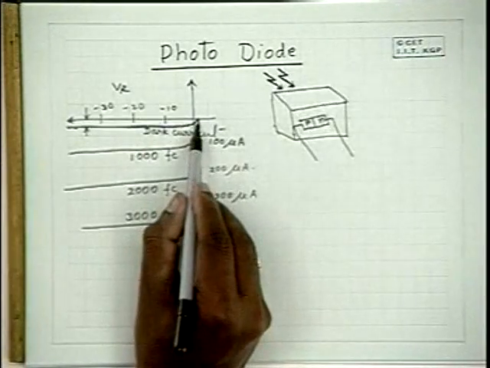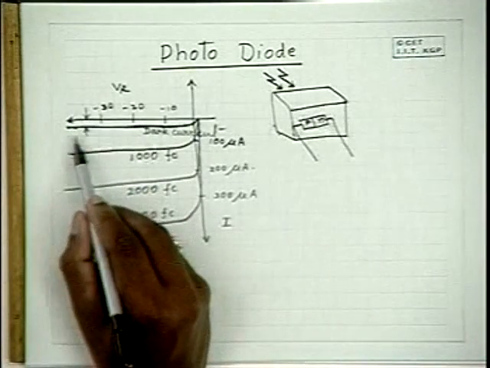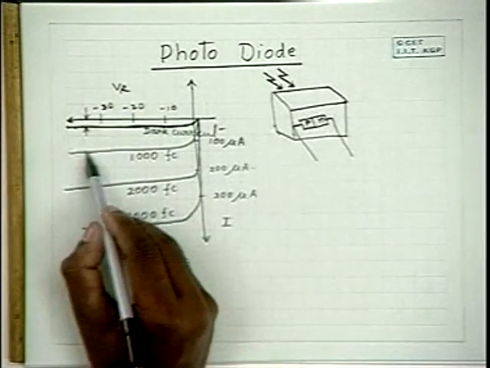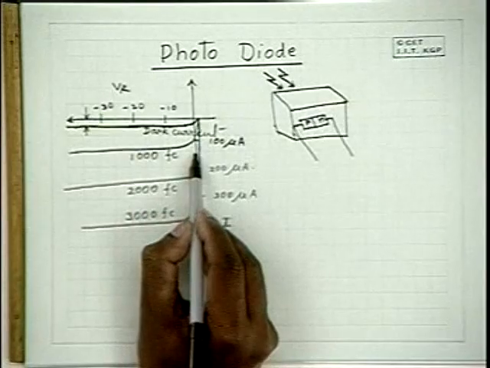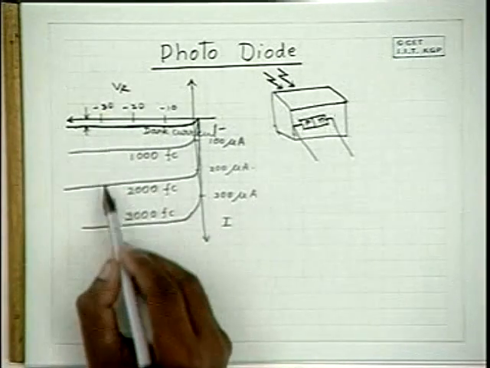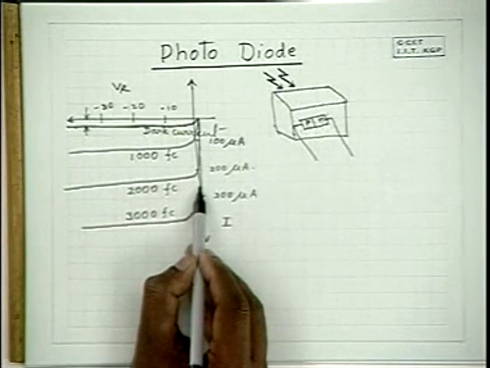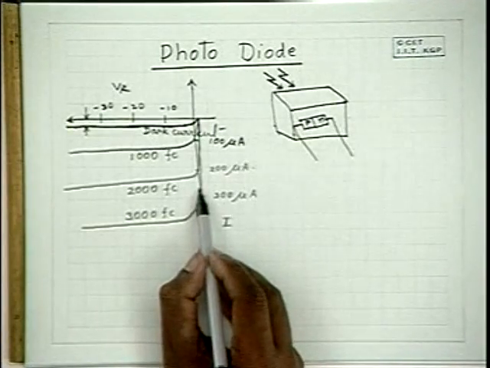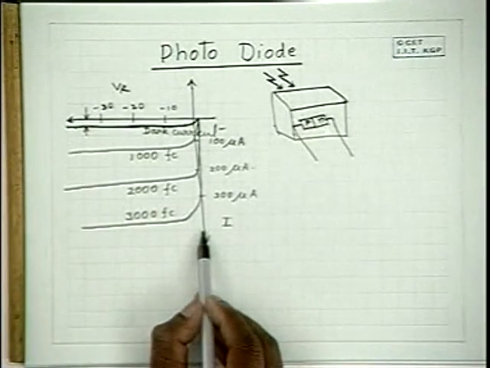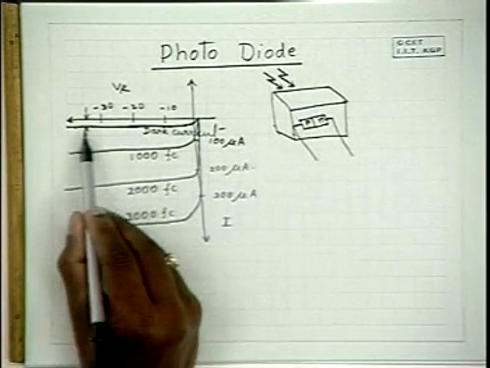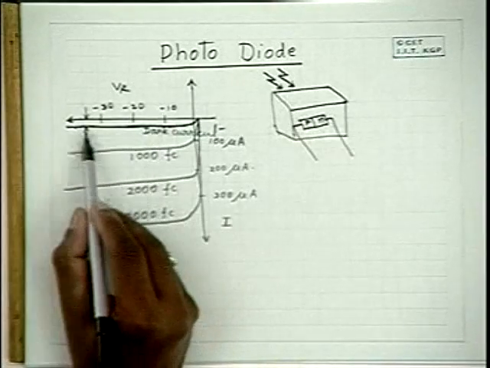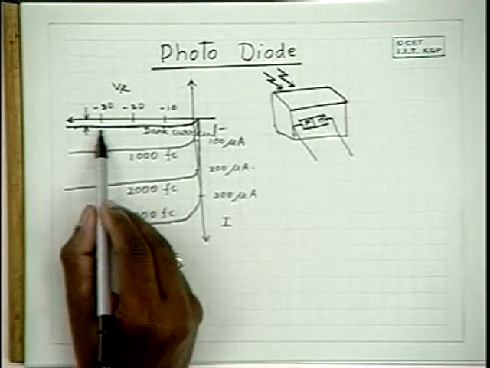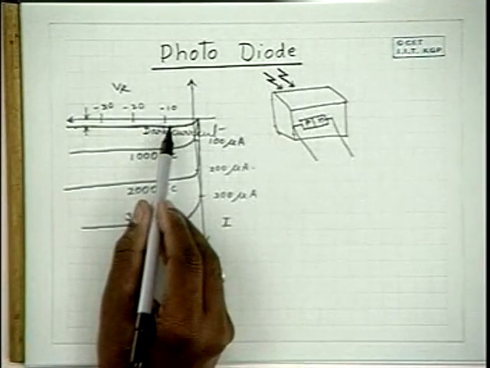Now, when light is made to fall on the diode, the reverse saturation current increases. The reverse saturation current now is this much. With the light intensity increased to 2000 foot candles, the reverse saturation current is this much, and with 3000 it is this much. Of course, the reverse current approaches the reverse saturation current with increased reverse potential. As the reverse potential decreases, the reverse current goes down.